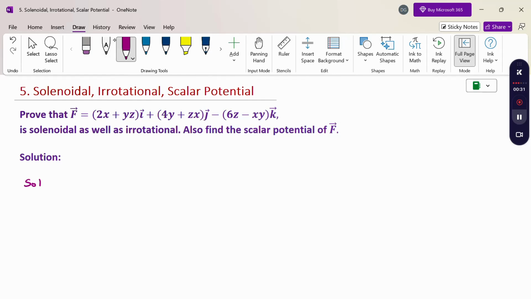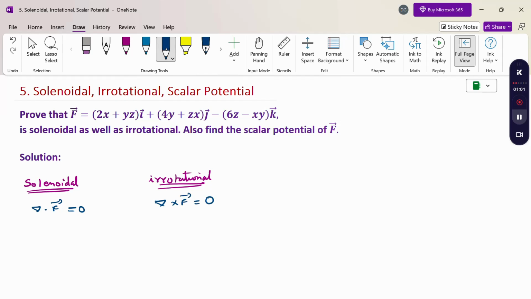Solenoidal is nothing but the divergence. What is a divergence? Divergence is nothing but del dot f vector. If the divergence value is 0, then it's solenoidal. And then irrotational. Irrotational is nothing but the curl, del cross f vector. If the curl value is 0, then it is irrotational. Divergence value 0, solenoidal. Curl del cross f vector value 0, irrotational.